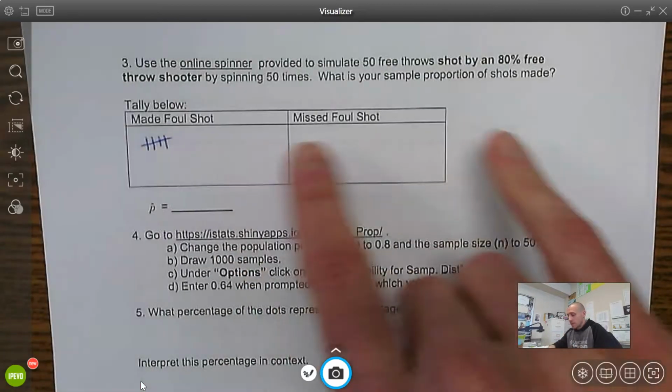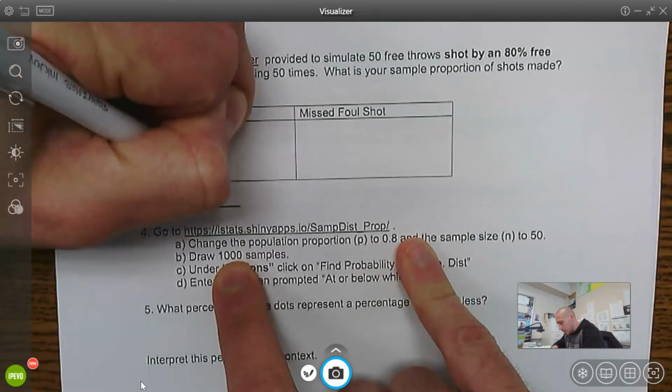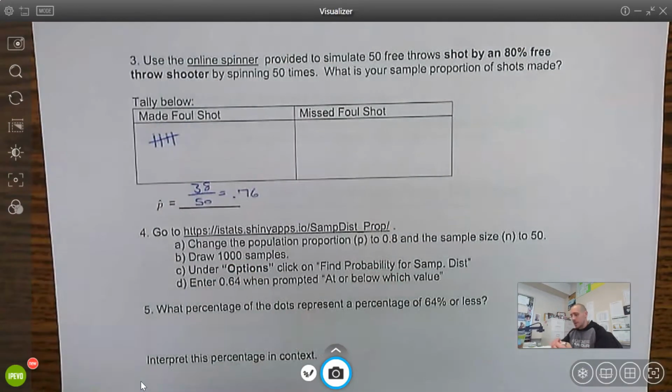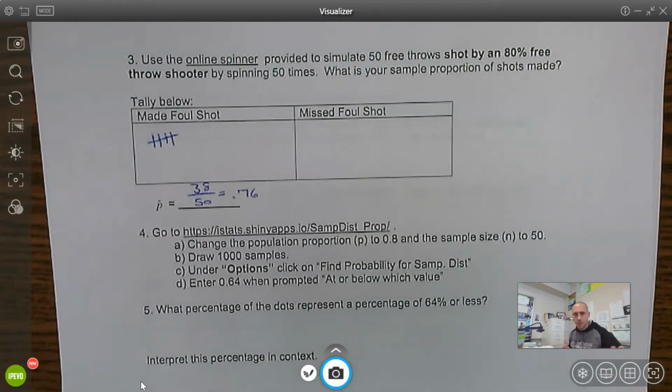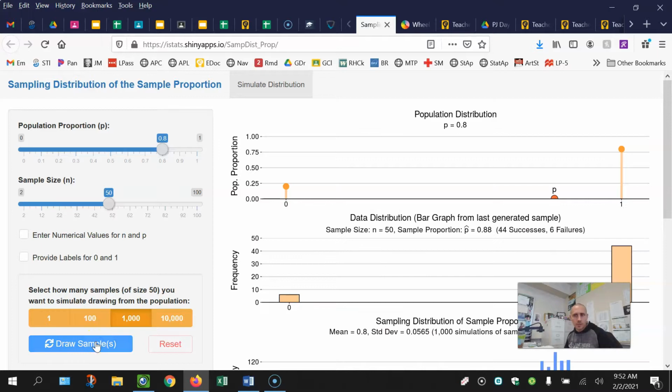So here's the deal. After you get your 50 shots, say I made 38 out of the 50. That's going to be my sample proportion. And you're going to have your own data. Okay, so now I'm going to go to this other link, and I'm going to change the proportion to 0.8. That's my claim that I make 80% of my free throws. The sample size to 50. It's already there. I'm going to draw 1,000 samples. You actually have to click the button to do that.